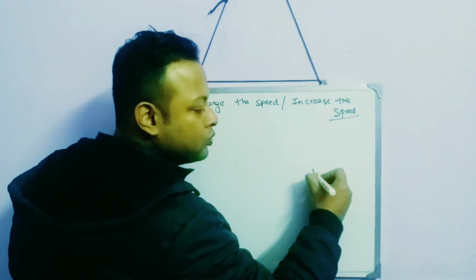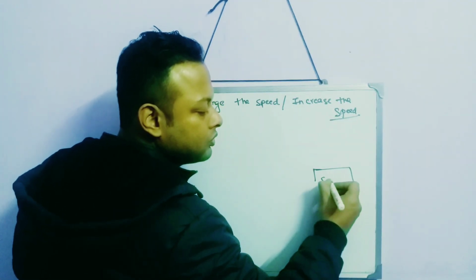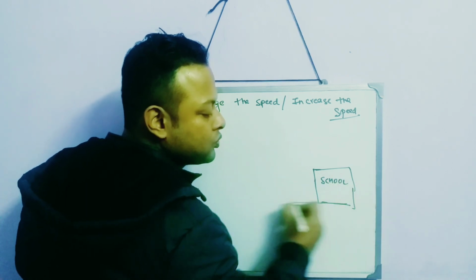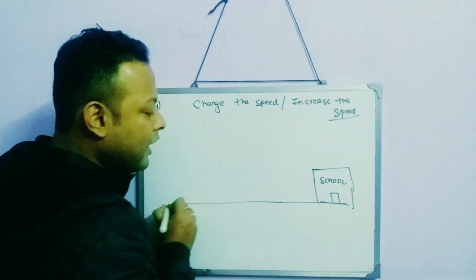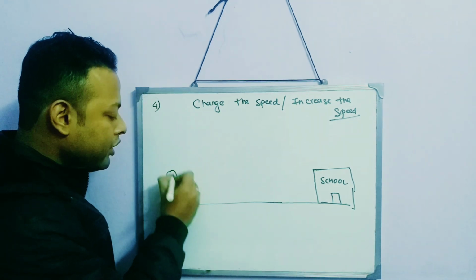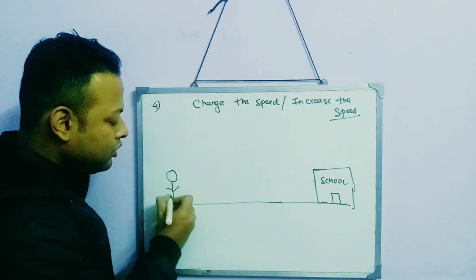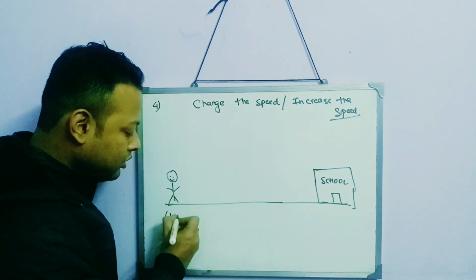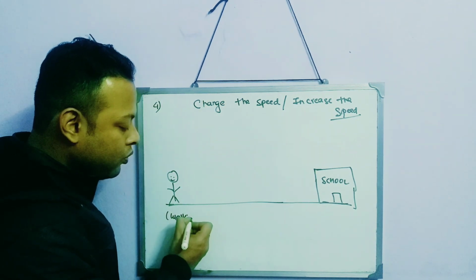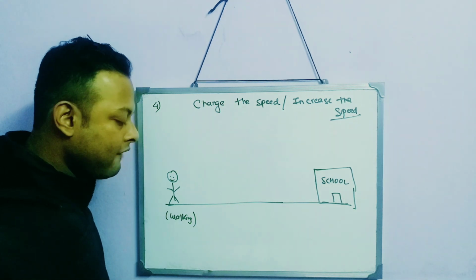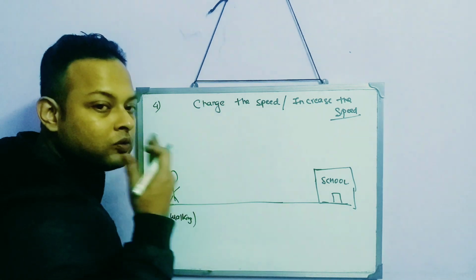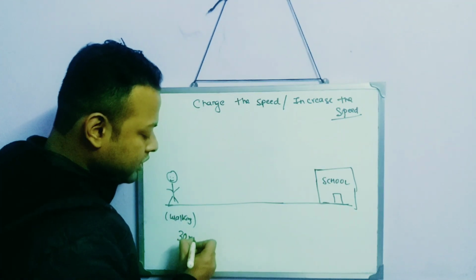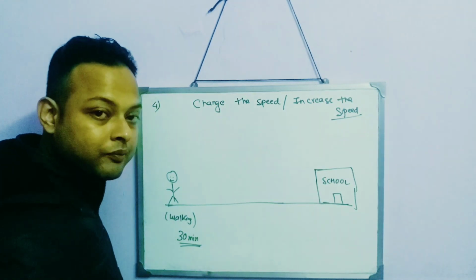Suppose this is your school, a school building. And suppose there is a boy who is walking and going to school. So what happens by walking and going to school? Suppose this boy takes 30 minutes.